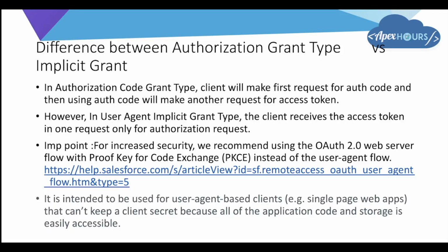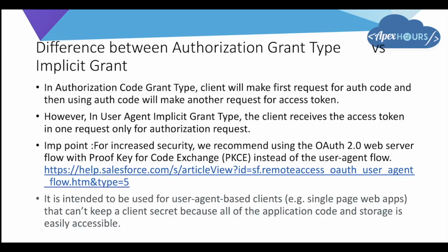In authorization code grant type, the client makes a first request to obtain an authorization code, and then once they have that authorization code, they make another request using that authorization code to get the access token. So if you see, we are making two requests in authorization grant type, one to the authorization endpoint, then second to the token endpoint.